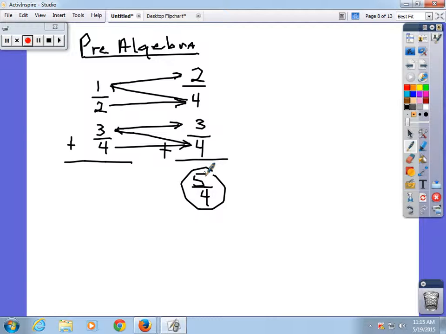Now, I'm not doing this to insult your intelligence. What I'm doing is showing you what to do when you need a common denominator. You follow these arrows. Some of you do this, some of you do 3/4 plus 5/3. And some of you do this.